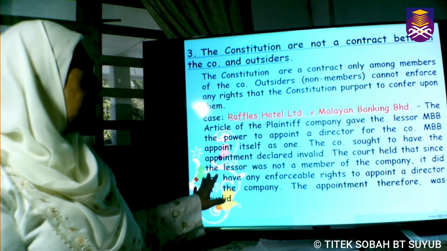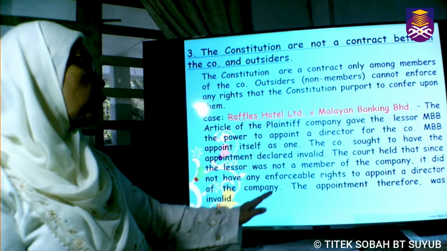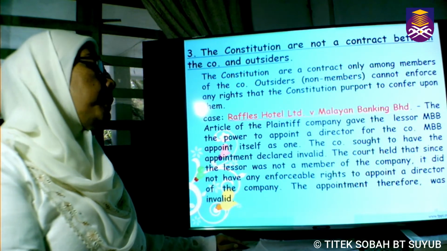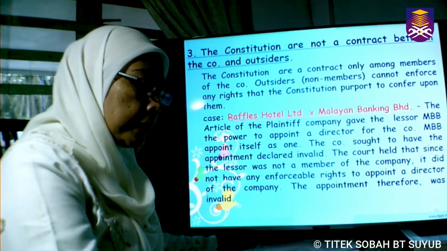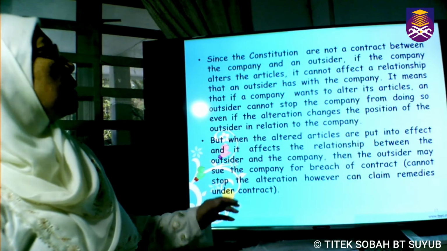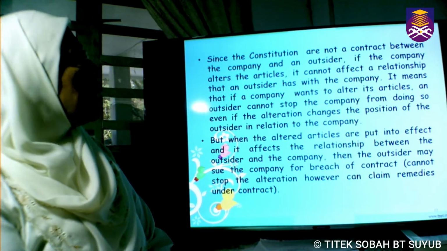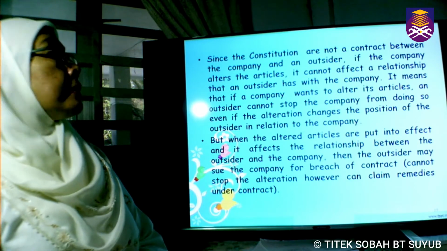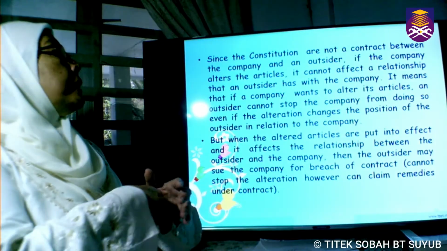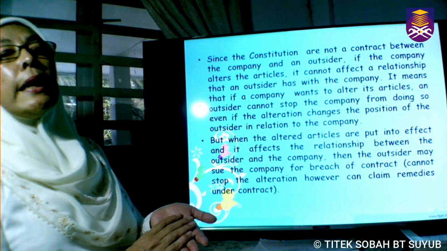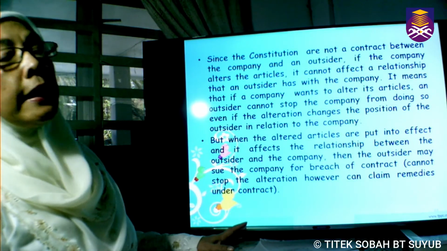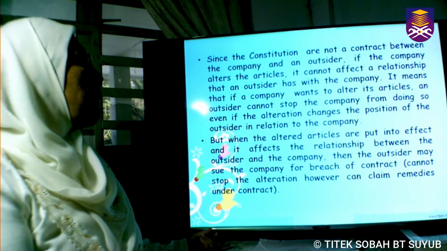The court held that since the lessor was not a member of the company, they cannot enforce their right to appoint a director of the company. And therefore, that appointment is invalid. So because they are not a member, they cannot enforce the constitution. Yes, the constitution is not a contract, as I told you earlier, between the company and outsiders. So what happens if the company suddenly alters the article, and because of that it affects the relationship that the outsider has with the company? What can be done?